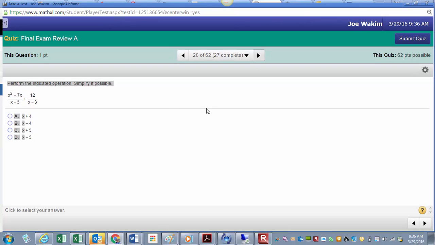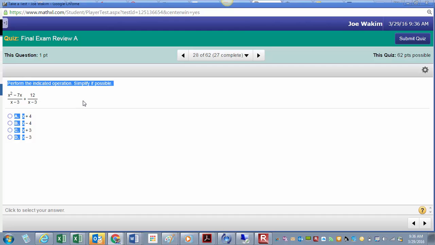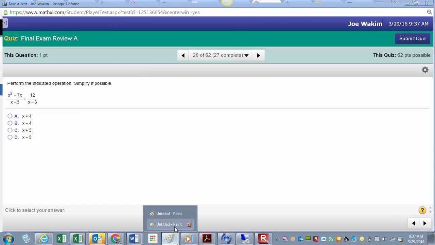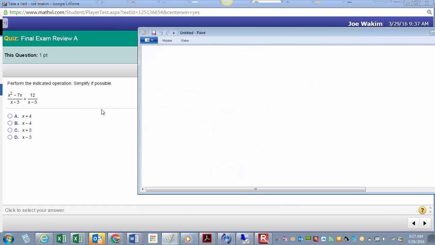Perform the indicated operation. Simplify if possible. Okay. Here we need to factor first and then try to simplify before we multiply. Okay. So common factor, we have x times x, we have 7x, so x is a common factor here. We're left with x minus 7 over x minus 3. The nice part here, we have the same denominator. Beautiful. 12 over x minus 3.